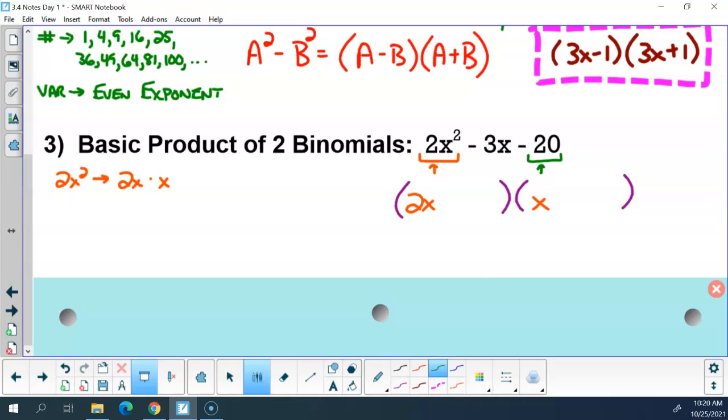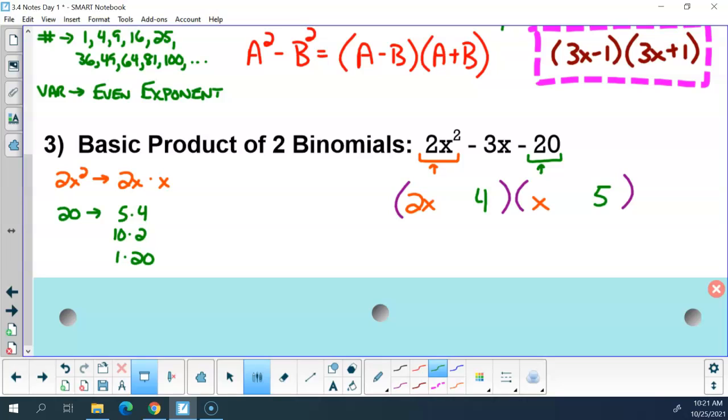What multiplies together to be 20? 5 times 4. Any other ones? 10 times 2. 1 times 20. Right? Any other ones? And so then you just start trying stuff. So I would try like 4 there and 5 there.